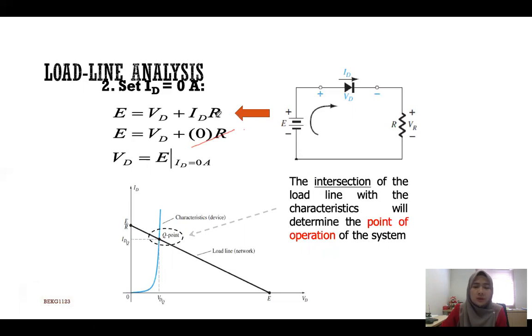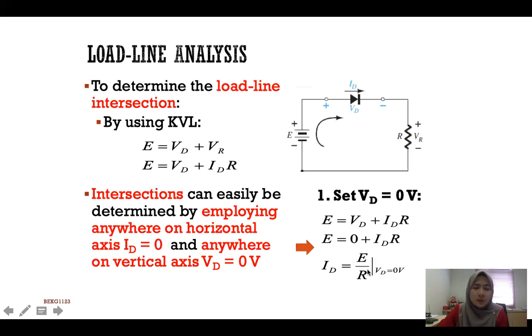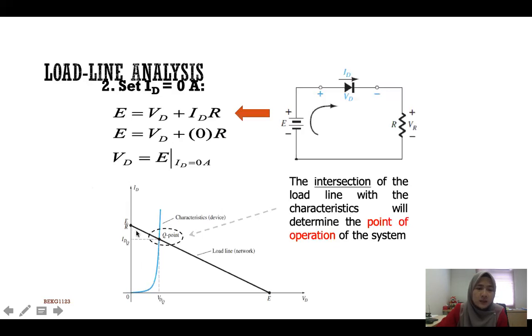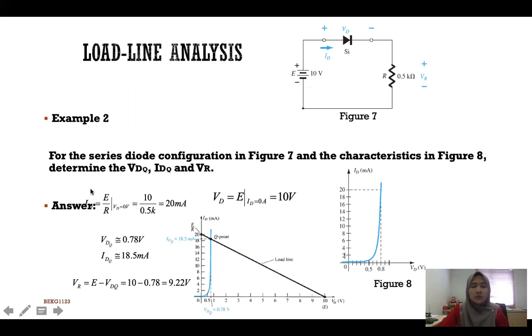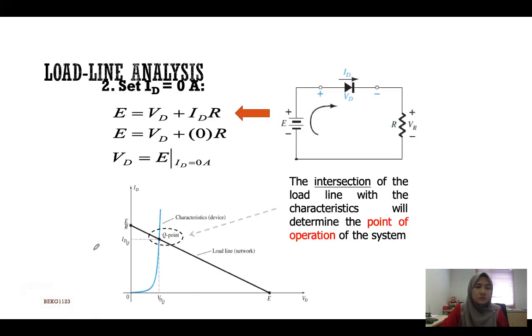So that's why, from this load line analysis graph, you can see that when ID is equal to 0, this is ID, VD is equal to E. When VD is equal to 0, you will get ID equal to E over R. Okay, so this is the derivation.